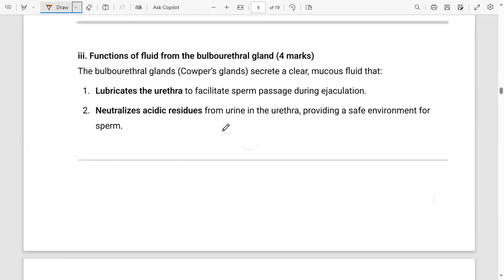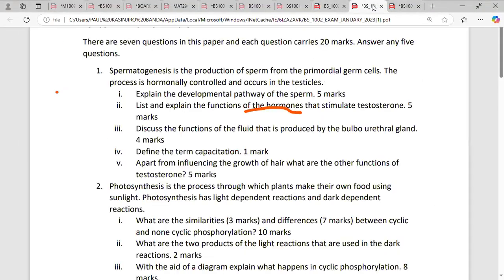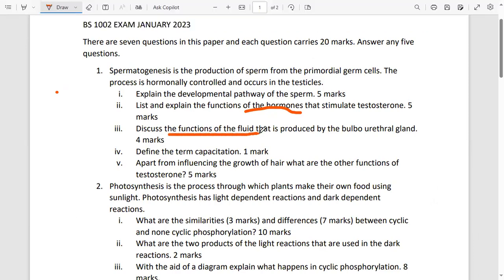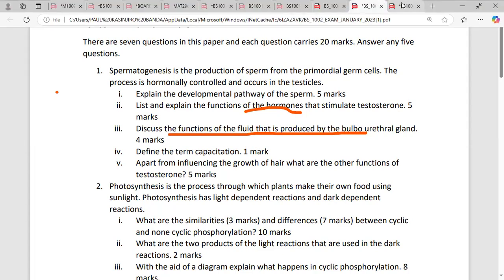And then we look at the other question. So the other question was what now? We're saying discuss the functions of the fluid that is produced by the bulbourethral gland. So what is the function of this fluid that is produced by the bulbourethral gland?